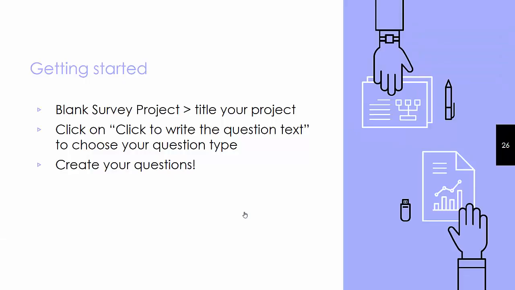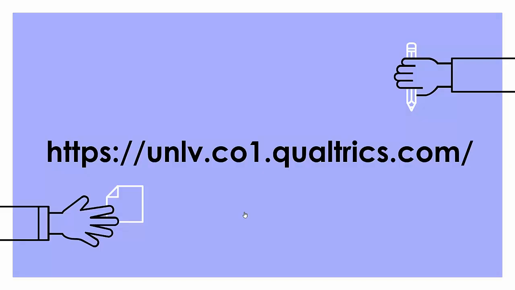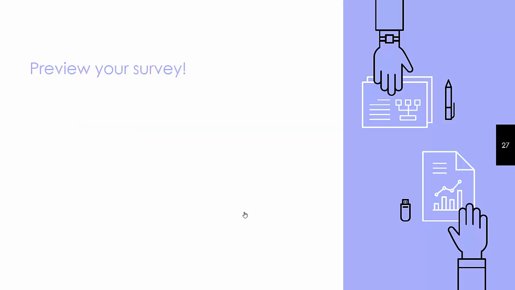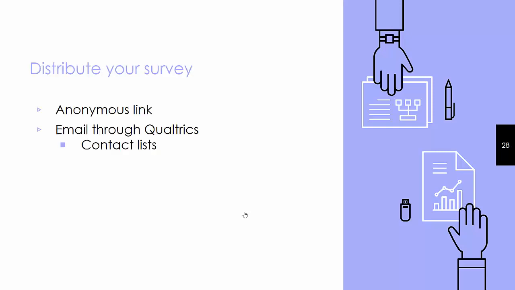Once you log in, you need to create an account if you haven't already, and please use your UNLV email address when you do so. When you get started, you just have a blank survey project and you title your project. You can just title it workshop demo. You don't have to be fancy this time. You can click to write the question text and create your questions, and we'll preview surveys.